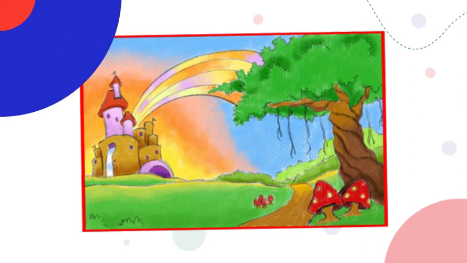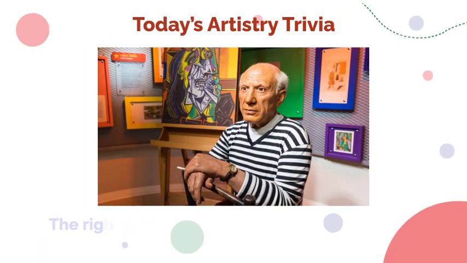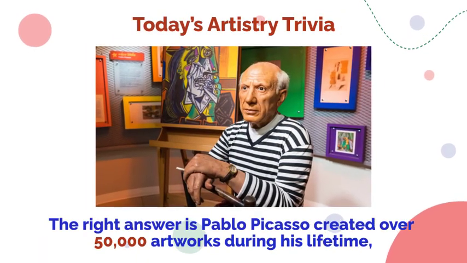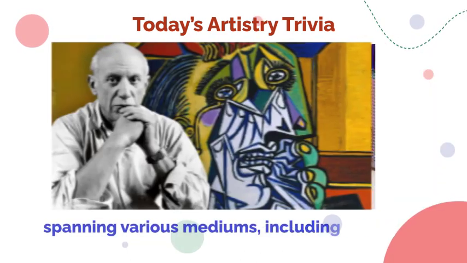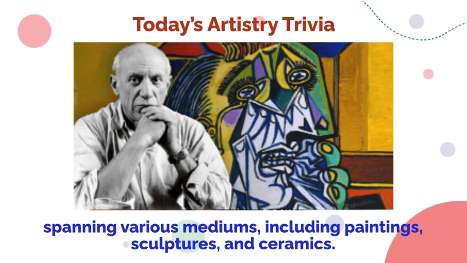Now, coming back to the artistry trivia question. The right answer is Pablo Picasso created over 50,000 artworks during his lifetime, spanning various mediums including paintings, sculptures and ceramics.